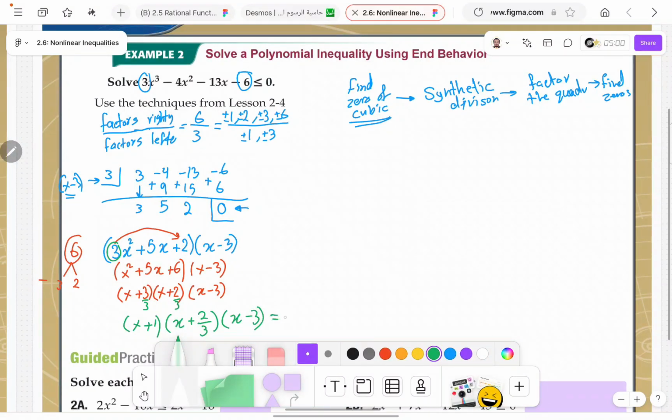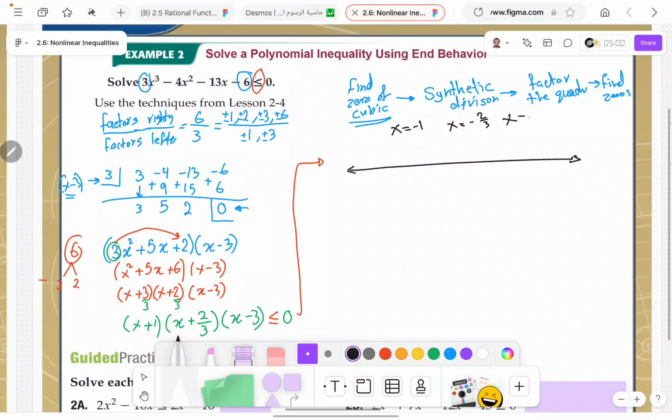Now all of these are equal to 0, and the question becomes easy. We take the inequality, less than or equal to 0. Now let's do the sign chart that we learned. In the sign chart, we put all the zeros that we have. The first zero is x equals negative 1. The second zero is x equals negative 2 over 3. The third zero is x equals 3.